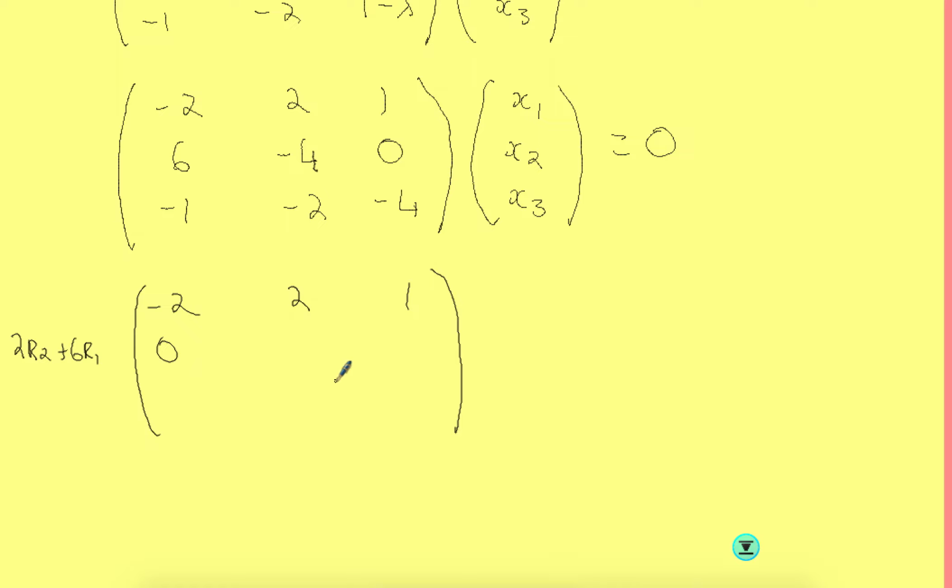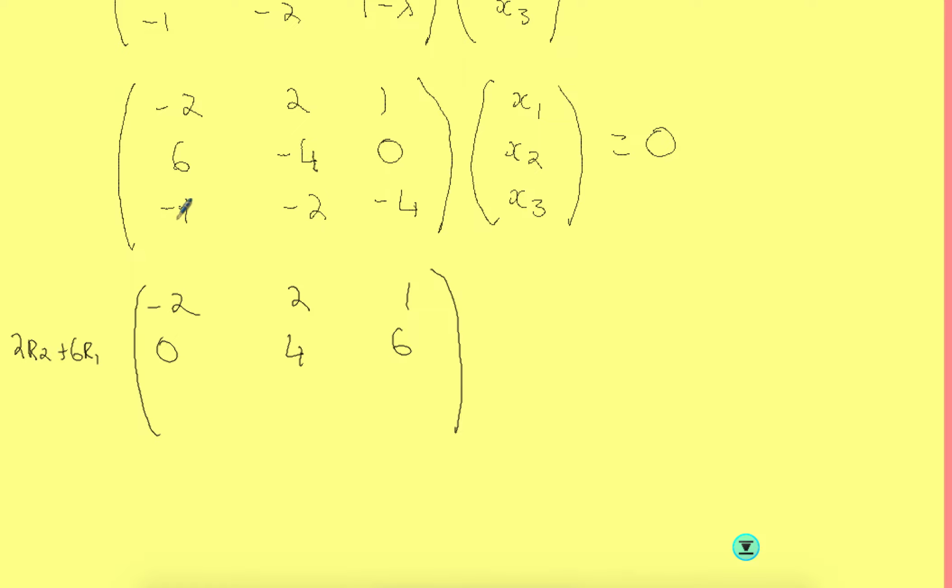Oh, decided to do it slightly differently. Okay. Right. 2 of that plus 6, that would be 4. Yep. And 2 of that plus 6, that would be 6. Another way you could have done it is r2 plus 3r1. That's how I did it last year. Anyway, it doesn't make a difference. It's the same thing. If you want to do it like that, then you can.